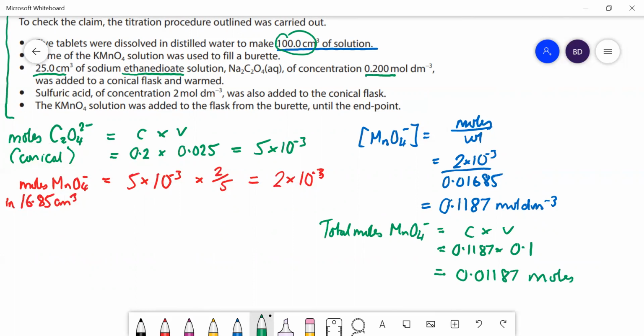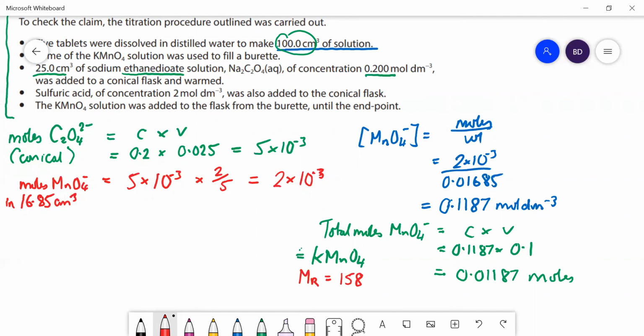So that's the total moles of potassium manganate. Now the MR of potassium permanganate: 39.1 for potassium, 54.9 for manganese, 4 times 16 for the oxygens. That gives you 158 exactly. Okay.